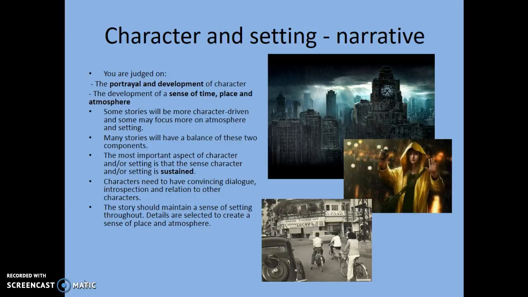So characters need to have convincing dialogue, introspection, and relation to other characters. We need to believe in them. And the story should maintain a sense of setting throughout. So the details of setting are selected to create a sense of place and atmosphere. So again, that word sustained is really important.